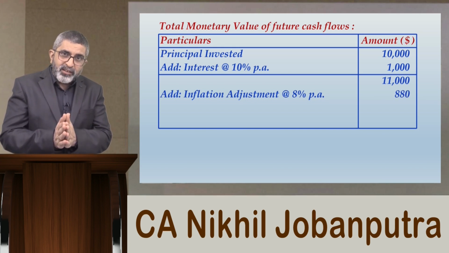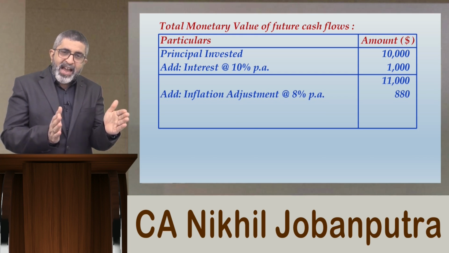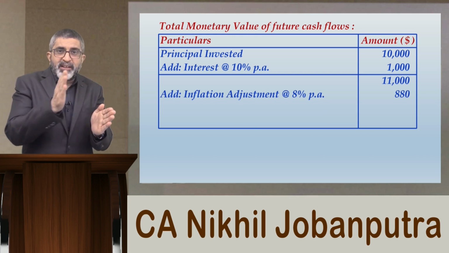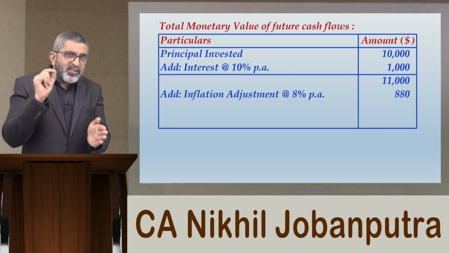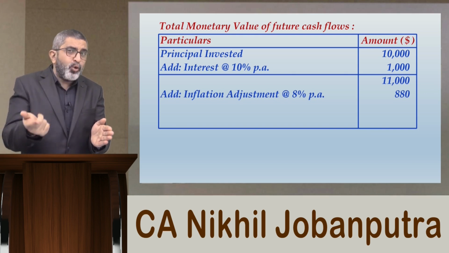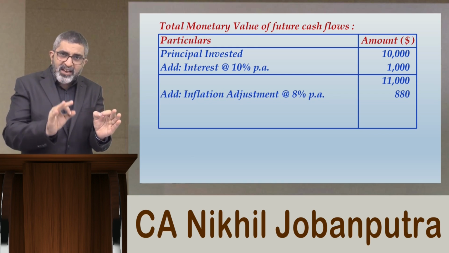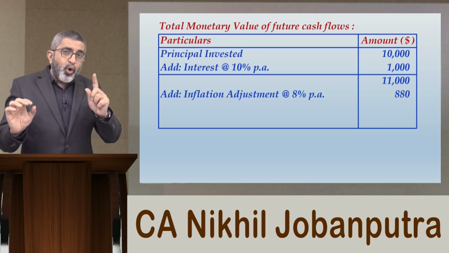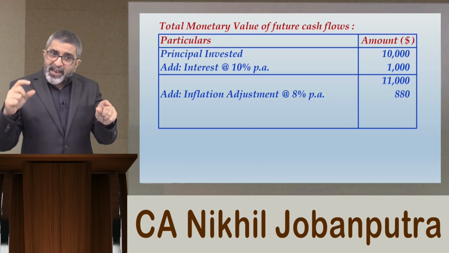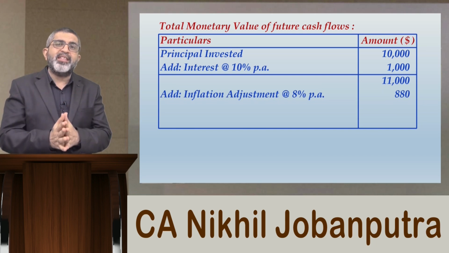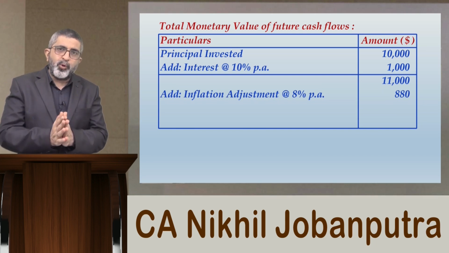So you understand one thing. When you directly take the aggregate of 10 plus 8, which is equal to 18%, you know what is the error that is arising over there? 10 plus 8 equals 18%. Over there you are applying 10% on $10,000 and 8% also on $10,000, which is not appropriate.